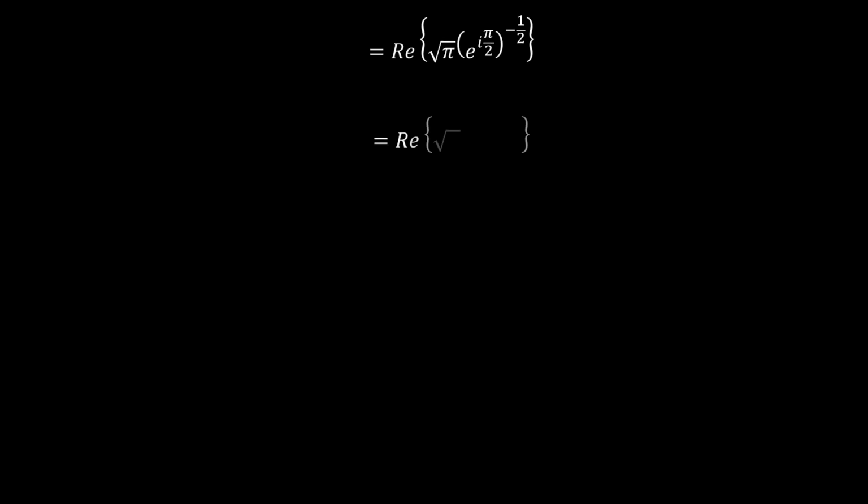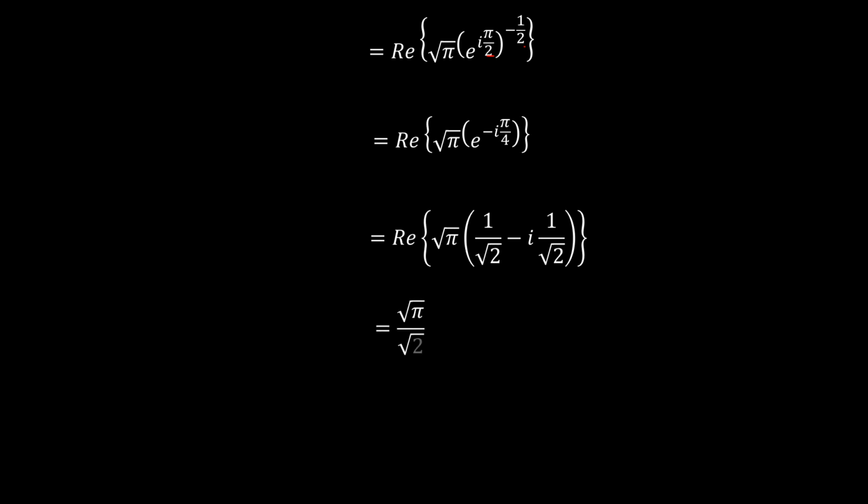the real part of square root of pi times e to the power negative i pi over 4. So this 2 and 2, 4, and then the sign comes in here. So using Euler's expression, we get square root of pi into bracket cosine of pi over 4, which is 1 over root 2, minus i 1 over root 2.